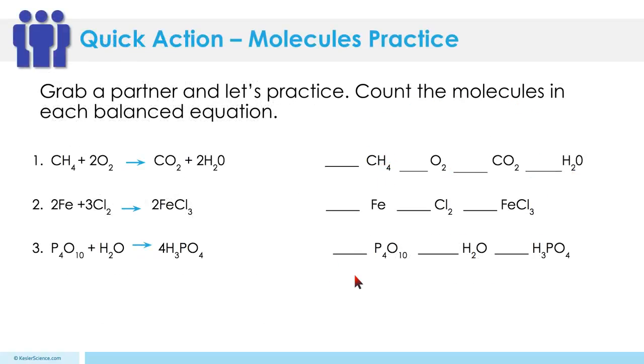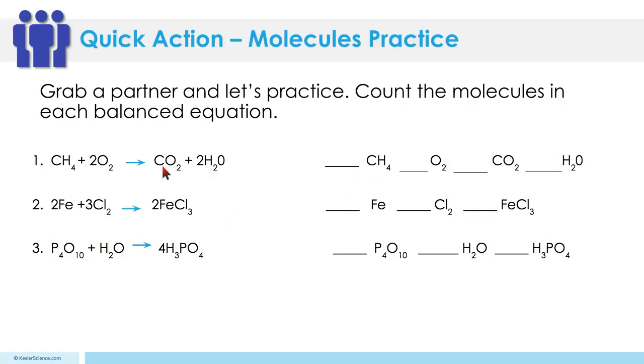So here are some practice equations that you can do, and I'll do this first one with you. Let's do it. We have CH4 plus 2O2 yielding CO2 plus 2H2O. So right now, what they really want you to do is let's just count the molecules.